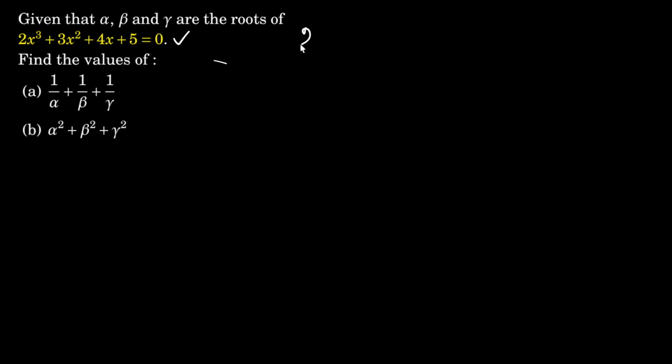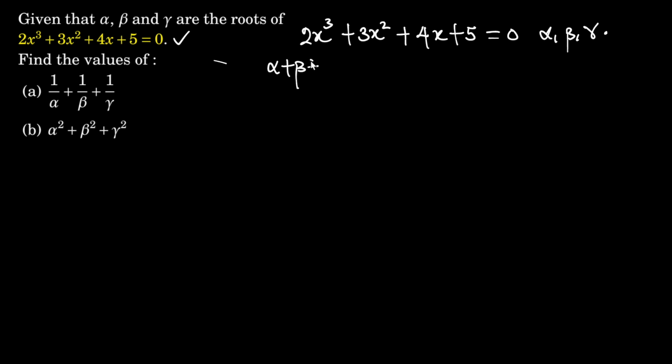So we have 2x cubed plus 3x squared plus 4x plus 5 equals 0. And we know that alpha, beta, and gamma are the roots. So we know from our understanding that alpha plus beta plus gamma is negative b over a. So in this case, this is a, this is b, c, and d. So we have negative 3 over 2.